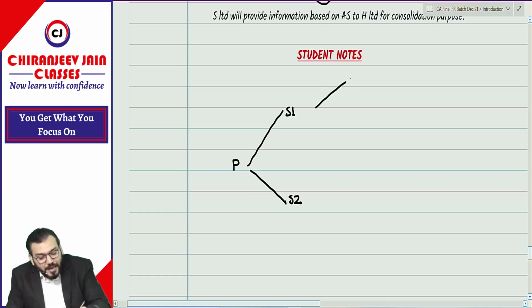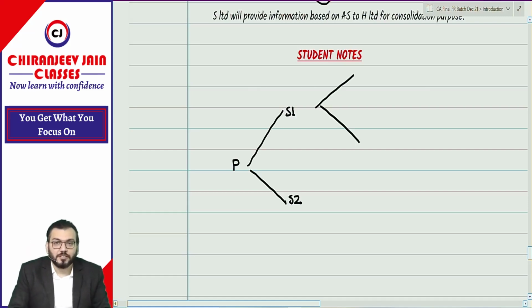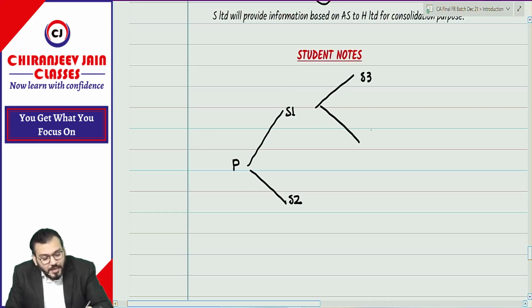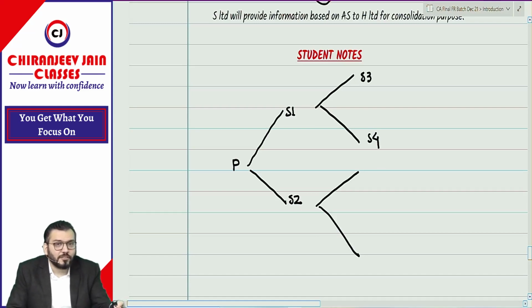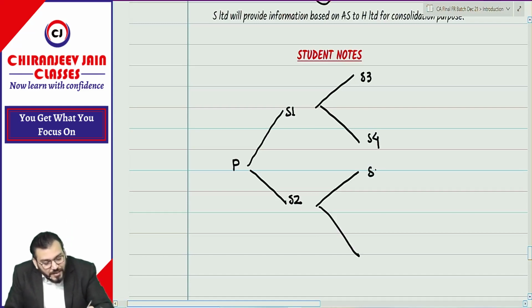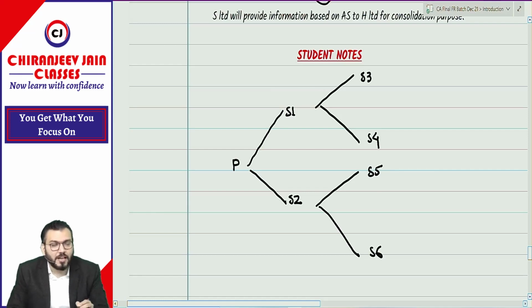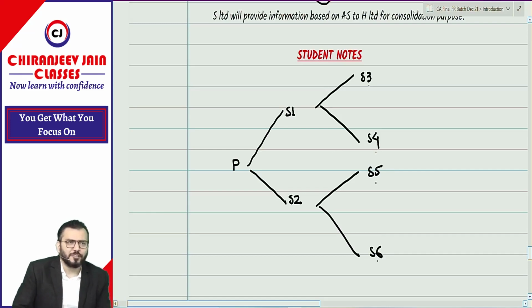Then S1 may have some subsidiaries, so S3 and S4. Correct? Then S2 has two more subsidiaries, quite possible. So S5 and S6. Have you understood? It means this P is the ultimate parent company for S3, S4, S5 and S6. Ultimate parent company, you know.